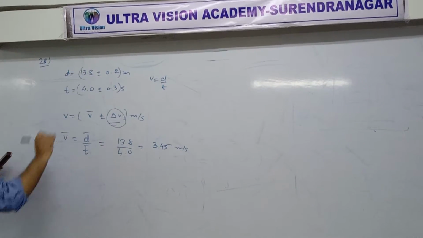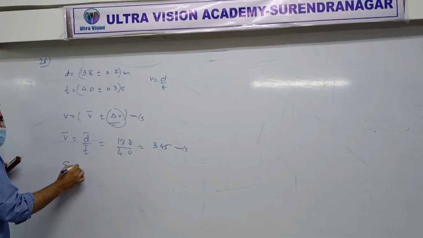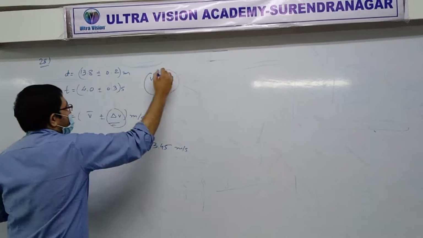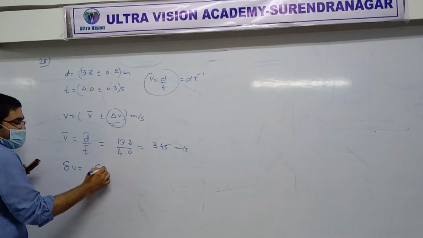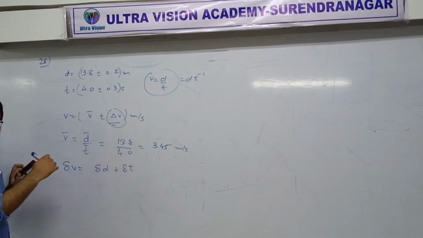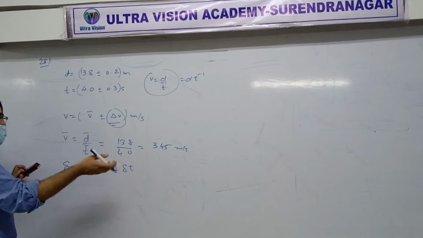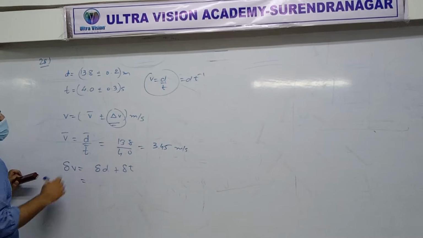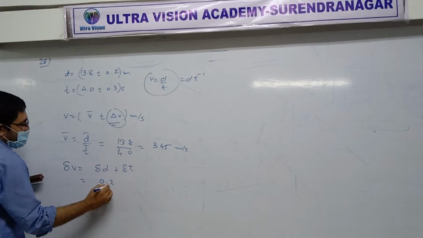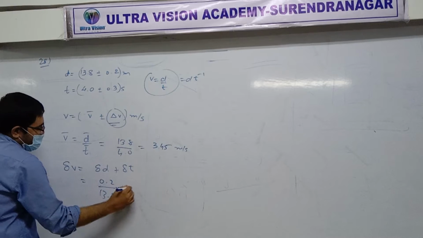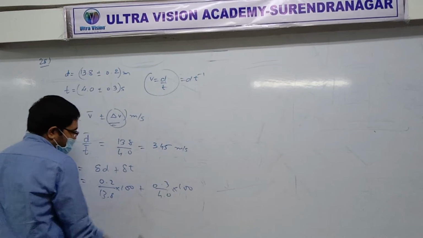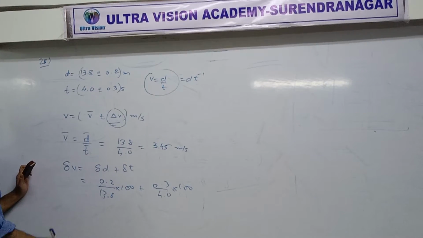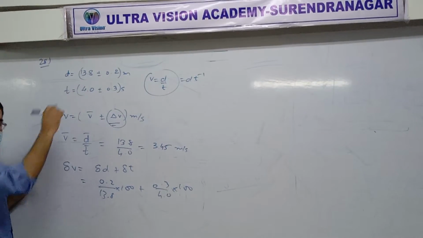First of all, look at this formula, this is same as D T raised to minus 1. So what should I write? Del V percent equal to del D percent plus del T percent. Yes or no? Yes. Sure? Everyone? Yes. Then modulus minus 1 here, but modulus minus 1 is plus 1. So del D: 0.2 upon 13.8 into 100 plus del T is 0.3 upon 4.0 into 100. Got it? Okay or not okay? Yes.